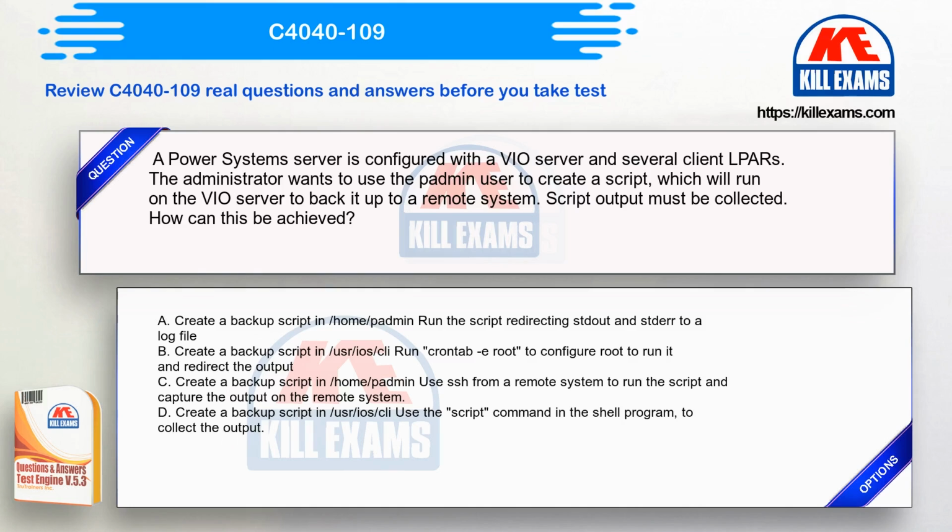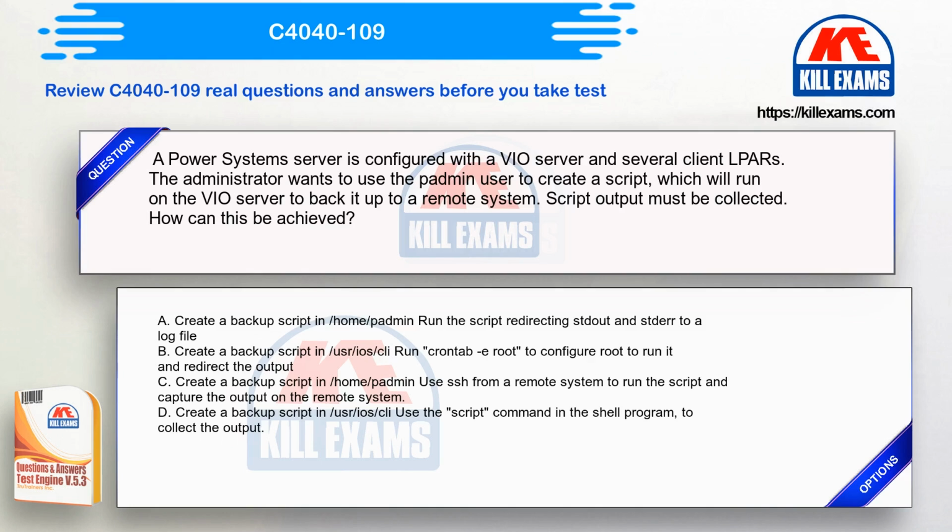A power systems server is configured with a VIO server and several client helpers. The administrator wants to use the admin user to create a script, which will run on the VIO server to back it up to a remote system. Script output must be collected. How can this be achieved?